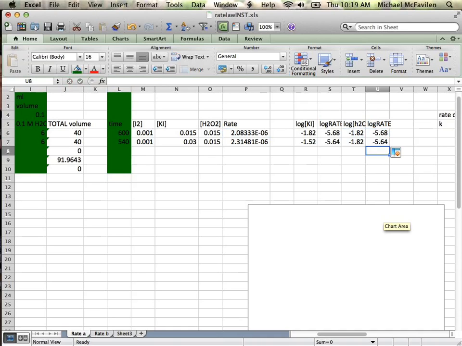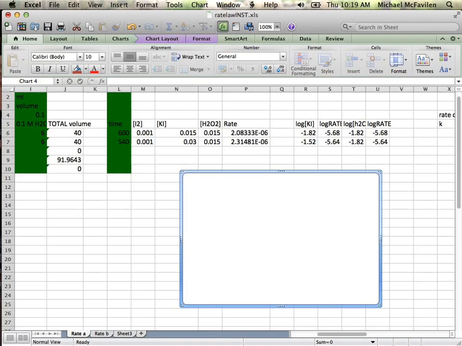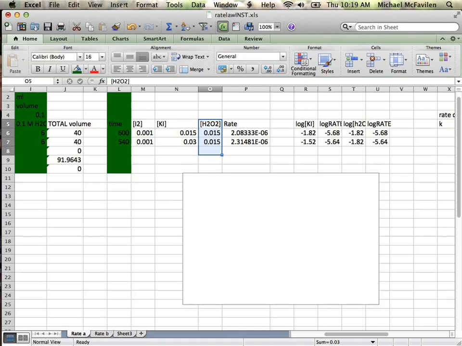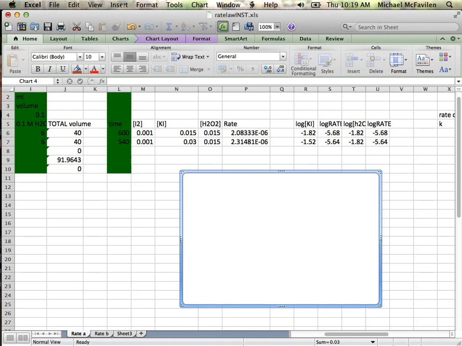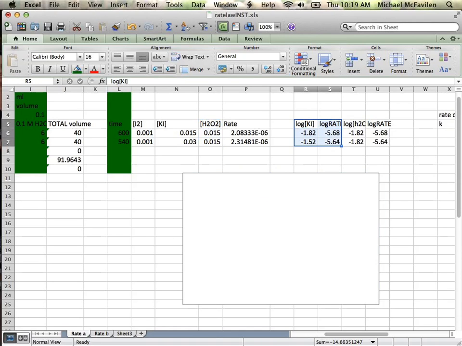Okay. The next part of this, once we had our log of all that information, what did we need to do? We needed to graph it to plot. What did we want to make sure we plotted? We wanted to make sure we picked experiments where only one concentration was changing. Based on the data that we've got here, the peroxide concentration does not change. So what I'm going to plot is the log of Ki and the log of rate. Okay? Because in that case, my concentration does change.